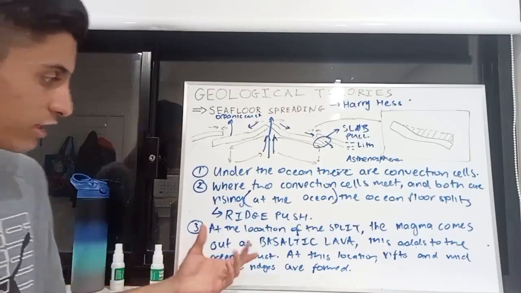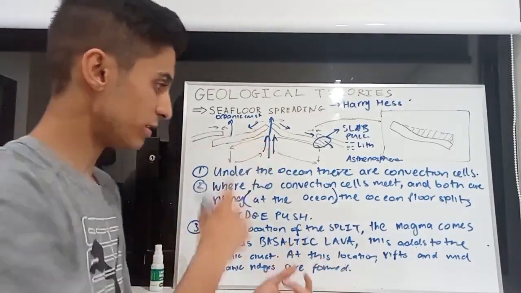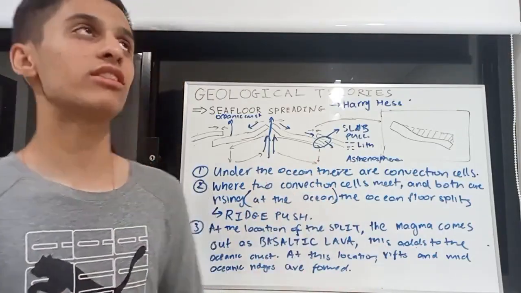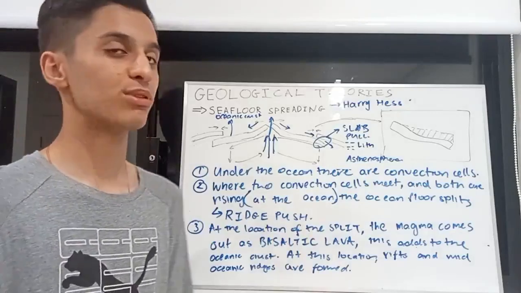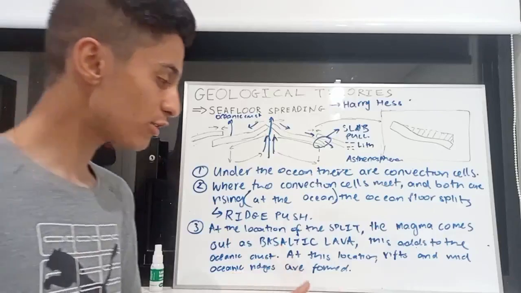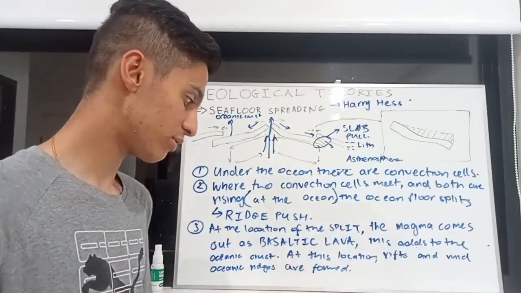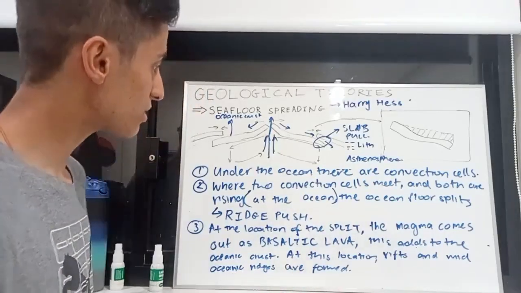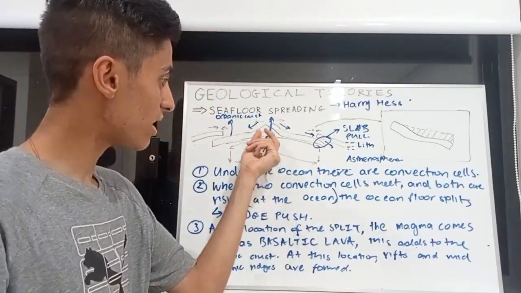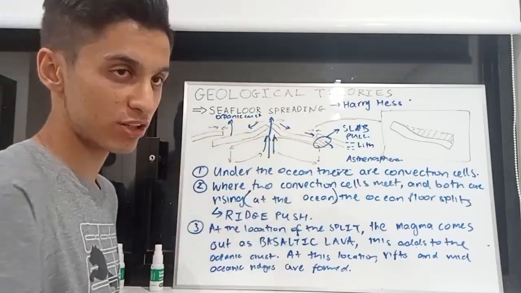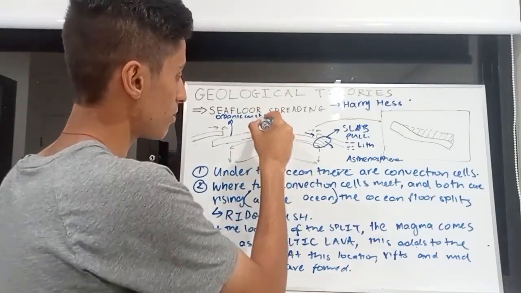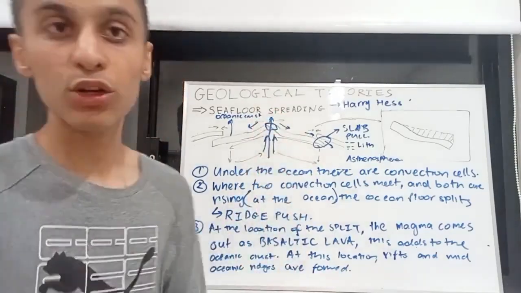Alright, so at the location of the split, this point, the magma comes out as basaltic lava. Since it's under the sea, it's going to come out as basaltic lava. This adds to the oceanic crust. At this location, rifts and mid-oceanic ridges are formed. So basically, magma comes out, filling in the empty space that is caused by these plates moving apart due to the convection currents. And once this portion is filled with basaltic lava, there we go, new crust created.